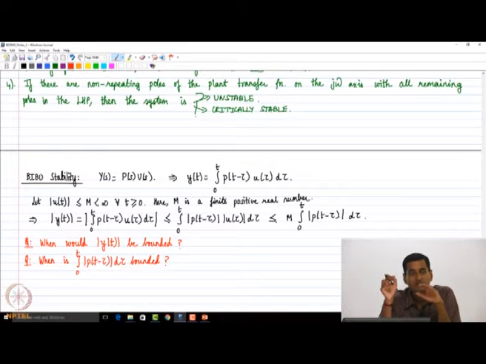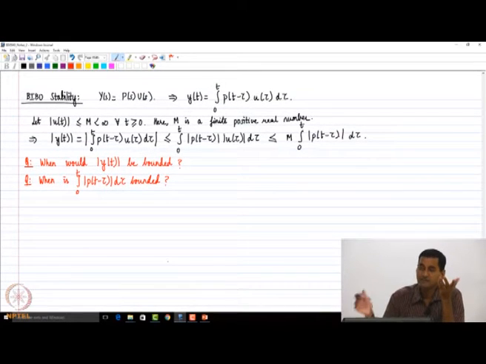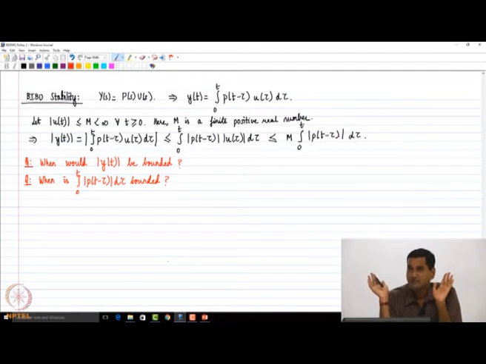So when do you think the integral of a non-negative integrand would be bounded? Why am I saying non-negative integrand? Because I am taking the absolute value of p of t minus tau. P of t minus tau can be a real valued function, taking positive or negative values, but once I take the absolute value it is non-negative. It can be greater than or equal to 0. So I am taking the integral of a non-negative integrand. When do you think this integral will be bounded?